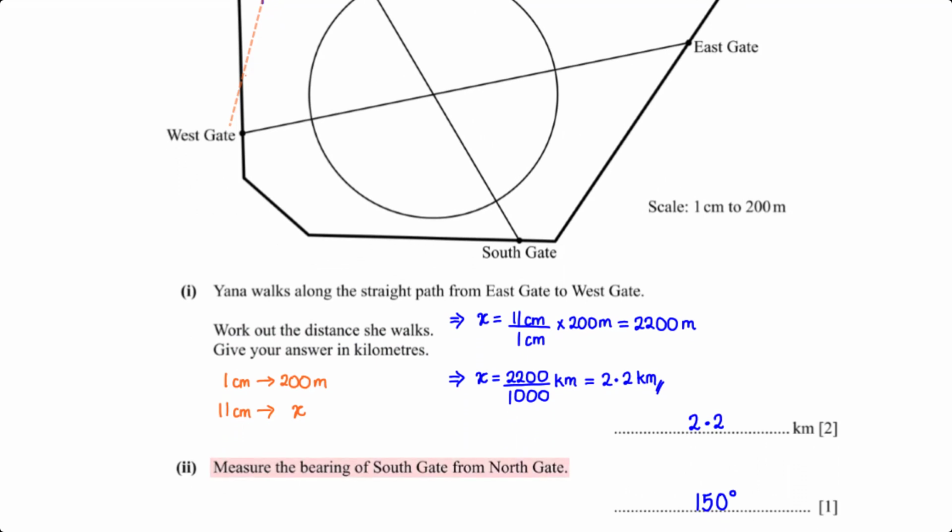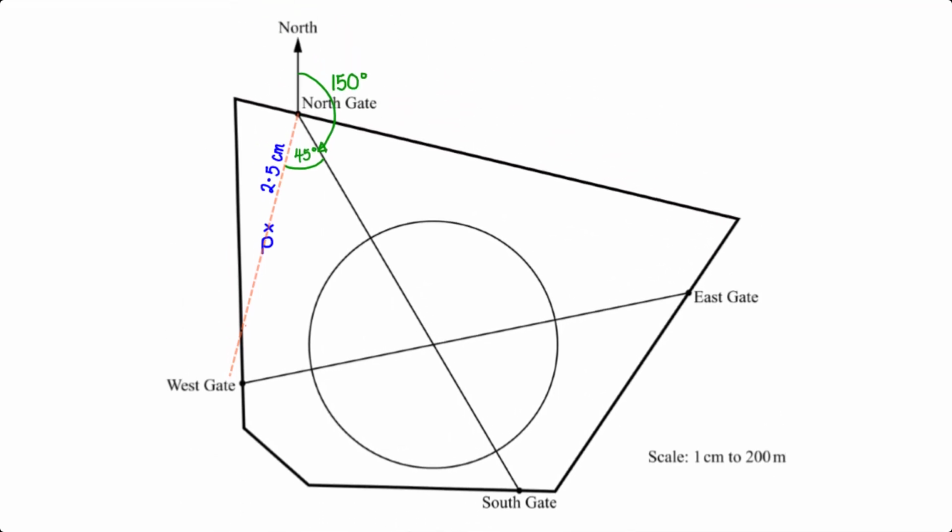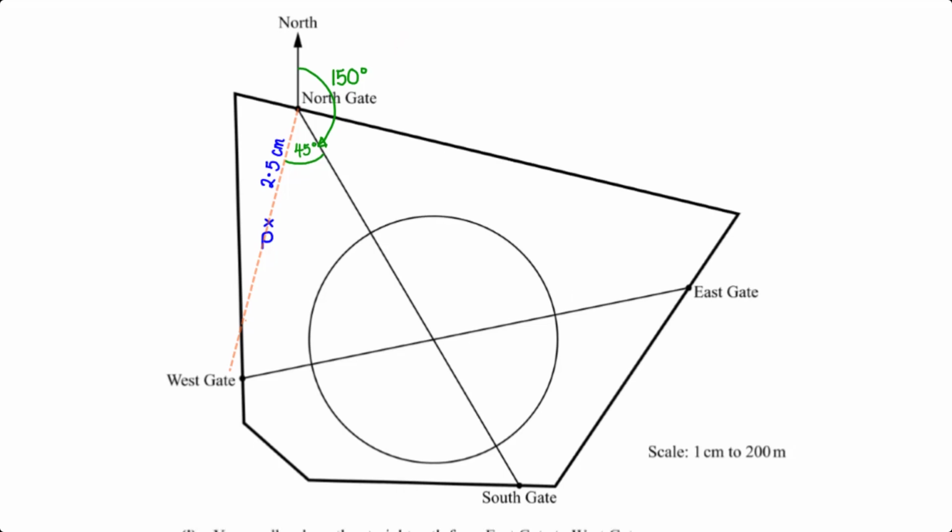Measure the bearing of South Gate from North Gate. Since we are measuring the bearing from the North Gate, we go to the North Gate and use a protractor to measure the angle from the north of the North Gate to the South Gate. This gives us 150 degrees.